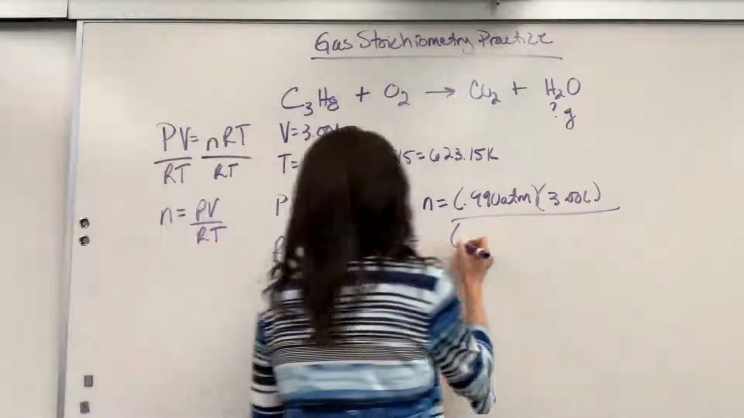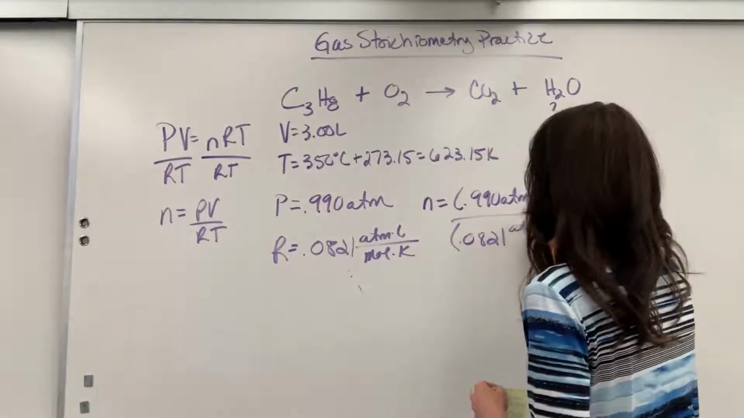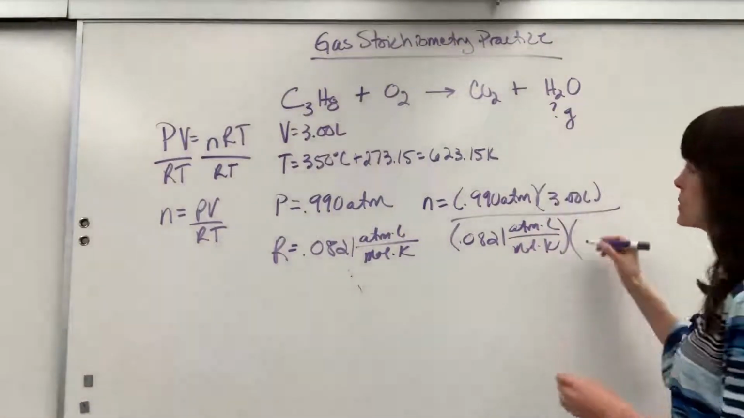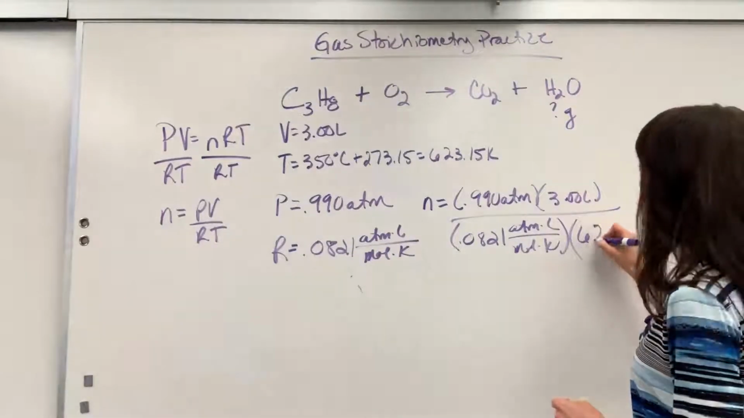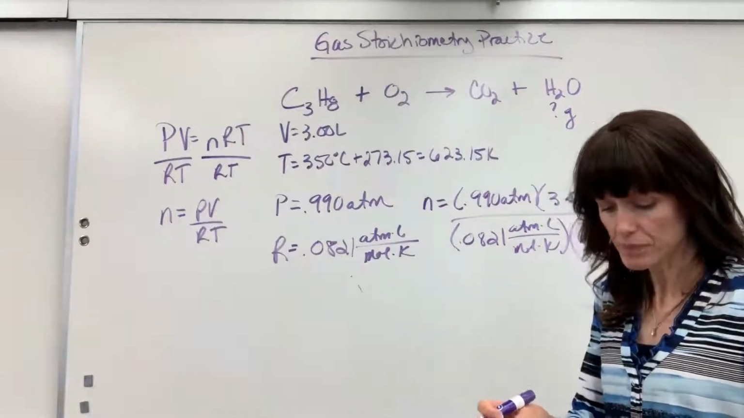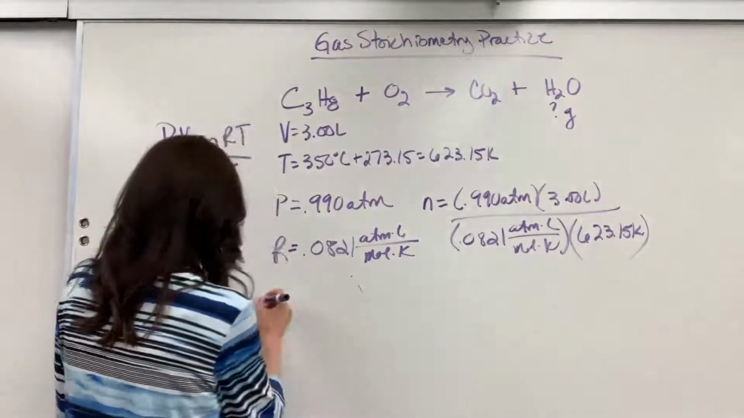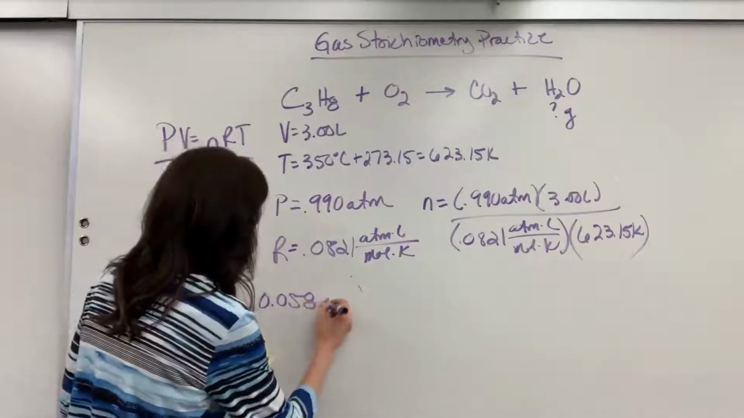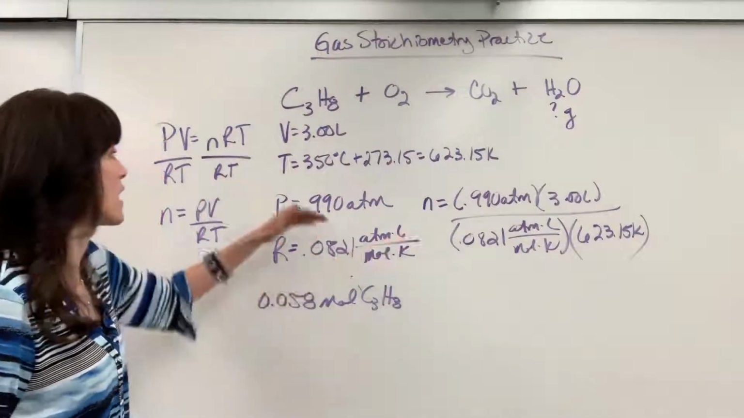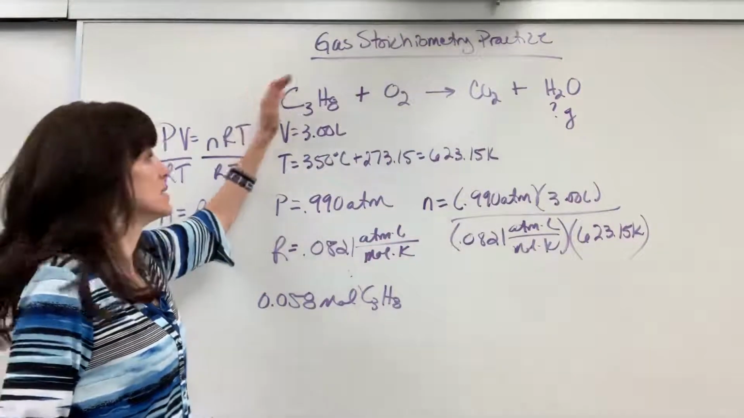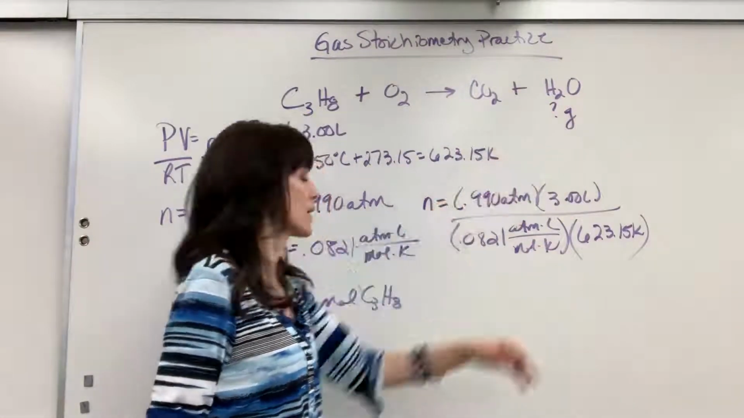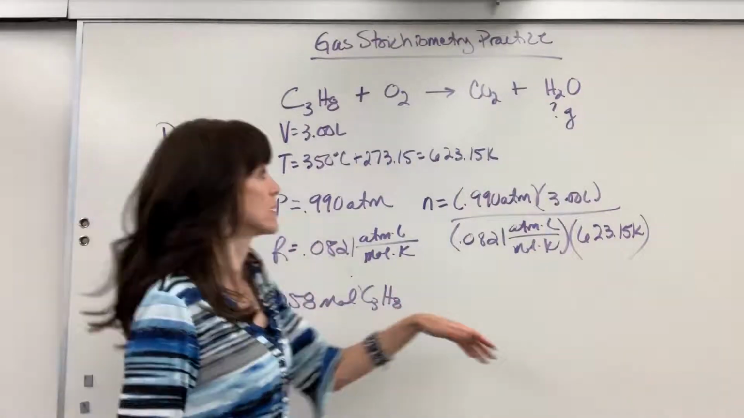Okay, let's put that in. ATM, mole times Kelvin. There we go. Temperature is, wow, hot. 623.15 Kelvin. Okay, plug all of that in. And the moles are 0.058 moles of the propane gas. So we use the ideal gas law to find the moles of this gas that's going to react. It says we have excess oxygen, so plenty of oxygen. How many grams of water? So we're going to walk the bridge from the propane to the water.